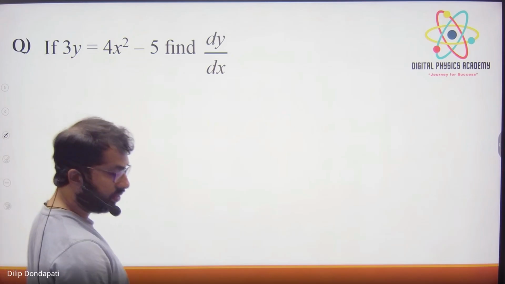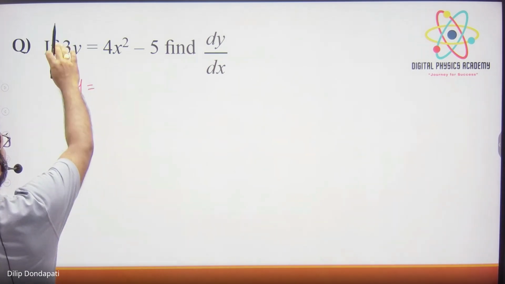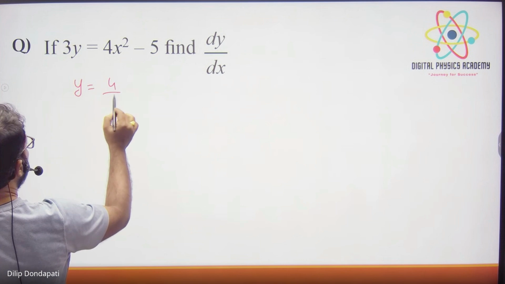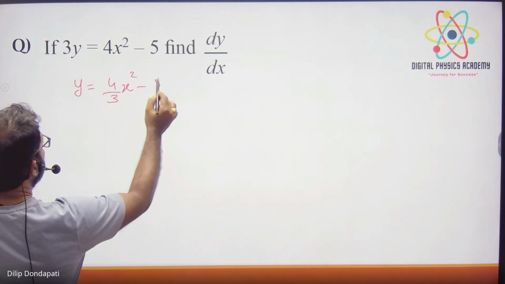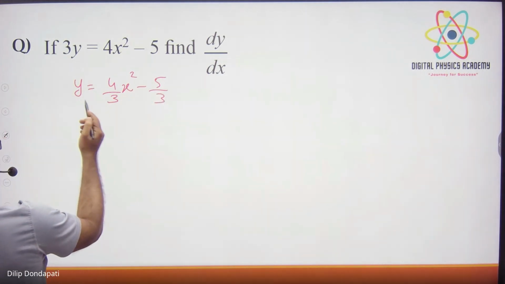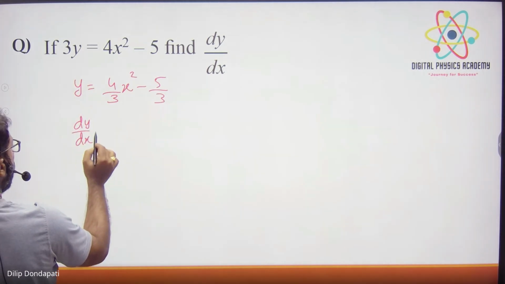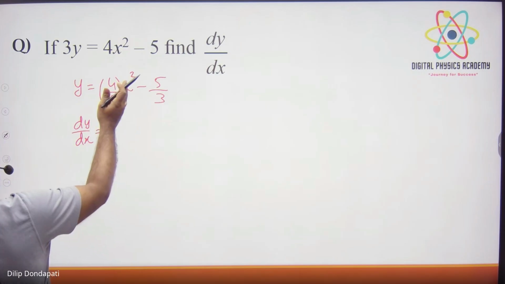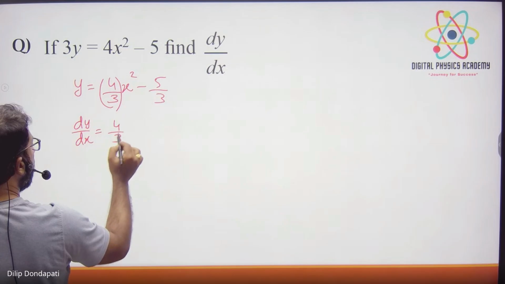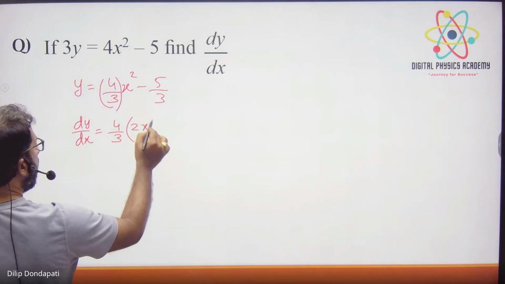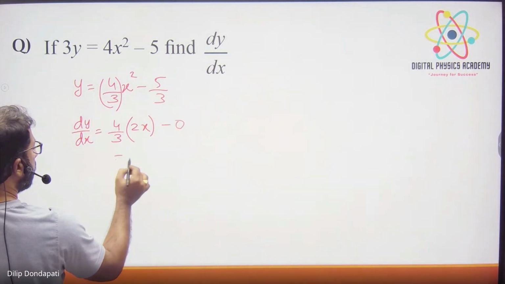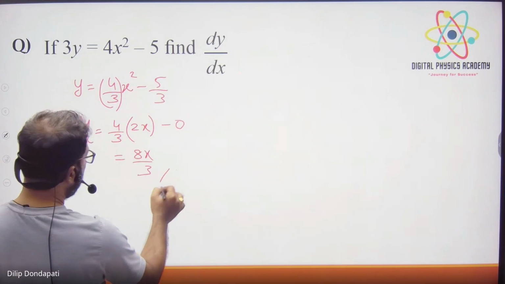Whatever you do, tell me the answer. I got 8x by 3. Look, it's 3y, so bringing the 3 to this side, what will be there? y is 4 by 3 x square minus 5 by 3. What is the quotient rule here? Nothing. Now differentiate: dy by dx. 4 by 3 is a constant number, take it outside. 4 by 3 into the differentiation of x square, which is 2x, and the differentiation of a constant is 0. So 8x by 3 is the answer.